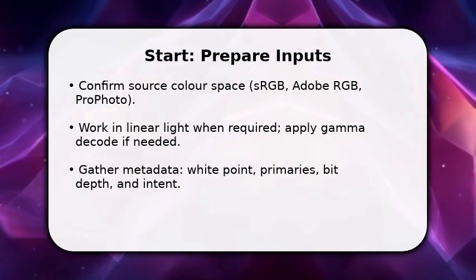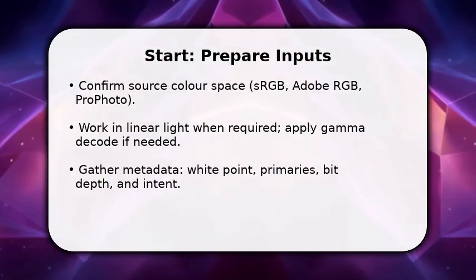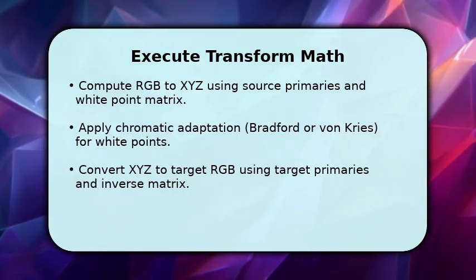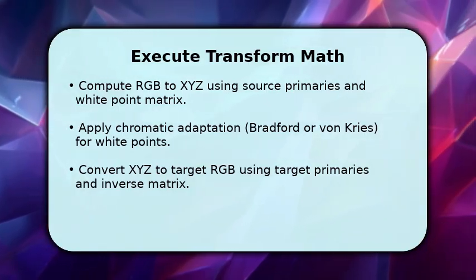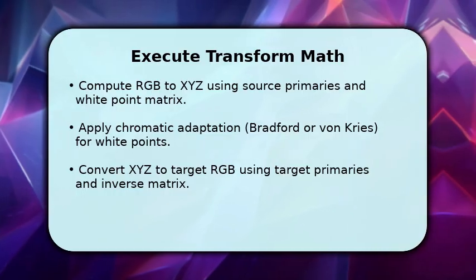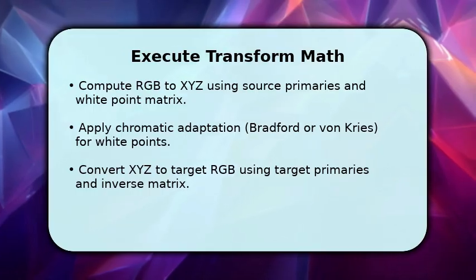You now compute the core transform. Convert linear RGB to XYZ using the source primaries and white point matrix so colors map into a device-independent space. Once in XYZ, apply chromatic adaptation. Bradford is a robust default to match white points. This preserves perceived hue and neutral balance.